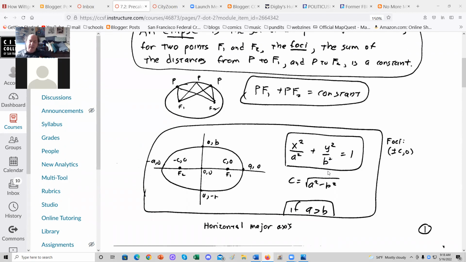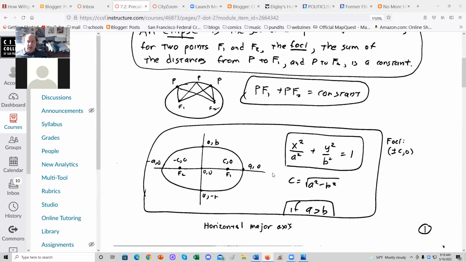Now, if we have an ellipse like this, with what's called a horizontal major axis. This from here to here is the major axis. This from here to here is the minor axis. And the foci are always aligned along the major axis. So if this ellipse is centered at 0 by 0, and the foci are c by 0 and negative c by 0, and here the endpoints of the major axis are at a by 0 and negative a by 0, and here the endpoints of the minor axis are 0 by b and 0 by negative b.